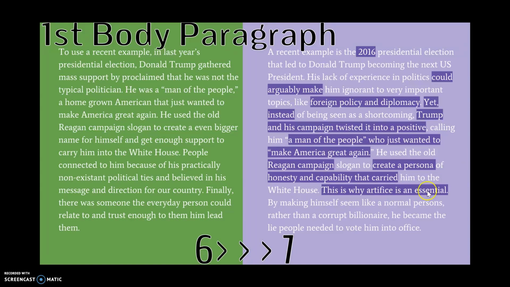Now, a sentence that we have over here that doesn't even exist over here is the sentence, "This is why artifice is an essential." This is such an important sentence. If you don't remember anything else about this video, you gotta remember this. What the student does here that the student didn't do before is bring back the central argument, bring back the thesis of is artifice essential. In the 6 scoring essay, it's almost slightly off topic because they forget that they're writing about artifice. They don't even use the word anywhere in their paragraph, and that's a problem.